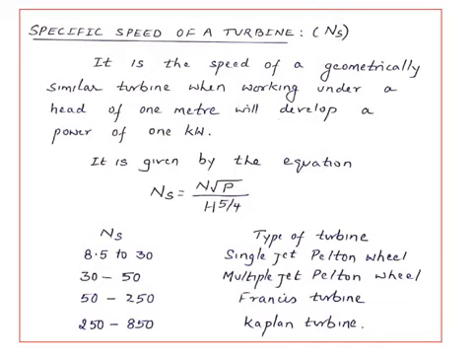When you build a model and operate it on a head of 1 meter, it will develop 1 kilowatt power, and the corresponding speed that is achieved is known as specific speed. If specific speed is around 8.5 to 30, then it is a single jet Pelton wheel. If it is between 30 and 50, it is a multiple jet Pelton wheel. Between 50 and 300, it is a Francis turbine, and anything around 300 to 800 or 850 is a Kaplan turbine. So knowing the operating speed, or the power developed, or the head it is working under, you can find the specific speed and state what type of turbine is being used.